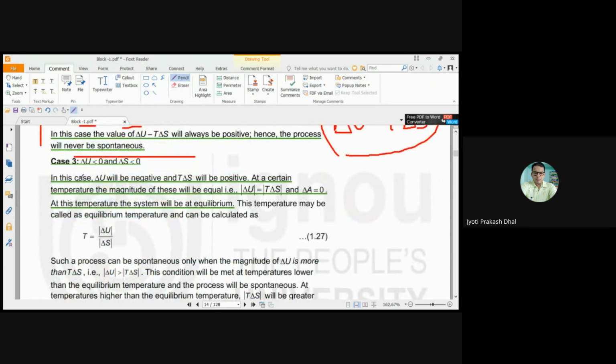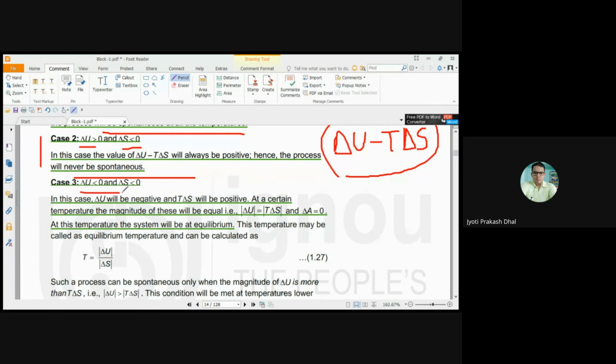Now coming to condition 3. In this condition, del u is less than 0 and del s is less than 0. Del u will be less than 0, which means this value is negative, and T del s value will be positive, because del s is negative and negative of negative will become positive. So at a certain temperature, the magnitude of del u will be equal to the magnitude of T del s. So in that condition, del A equals 0.